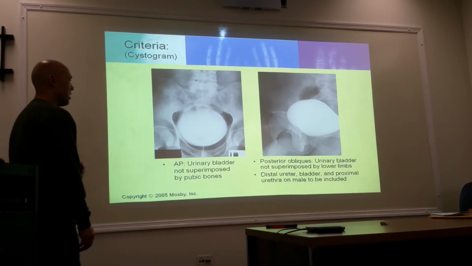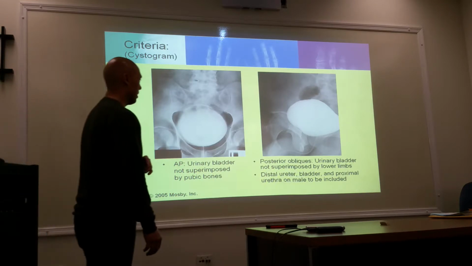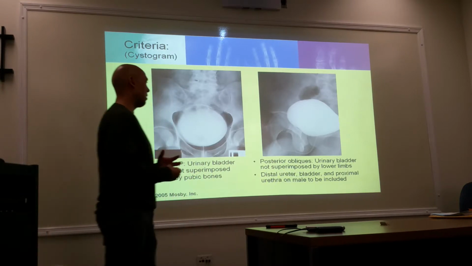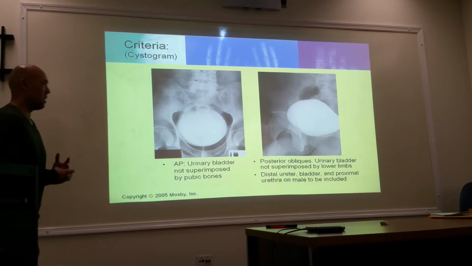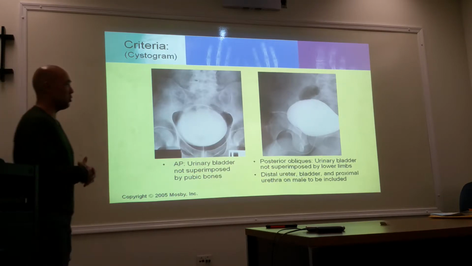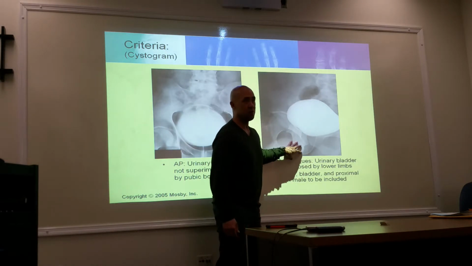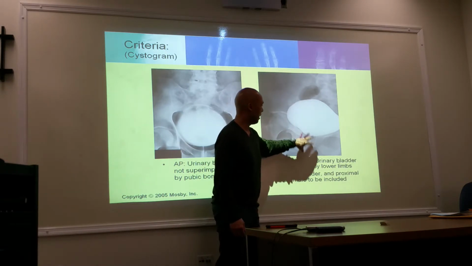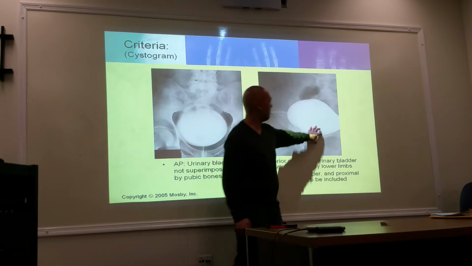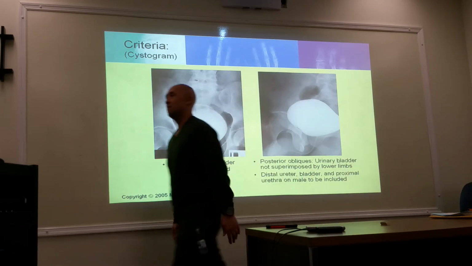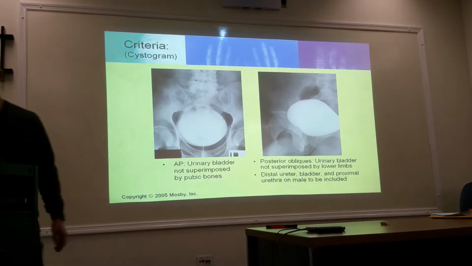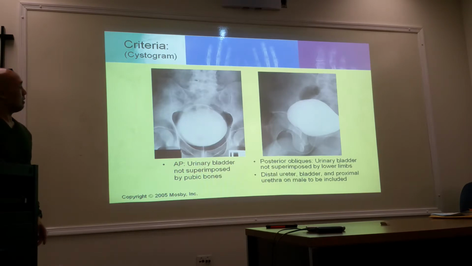So in a posterior oblique, the urinary bladder is not superimposed by the lower limbs, and the distal ureter, bladder, and proximal urethra on the male must be included. So again, if you're doing a male, you're not only looking at the bladder, but you also want to look at the urethra. Anything wrong with this image? It's clipped, so that's not a good shot.